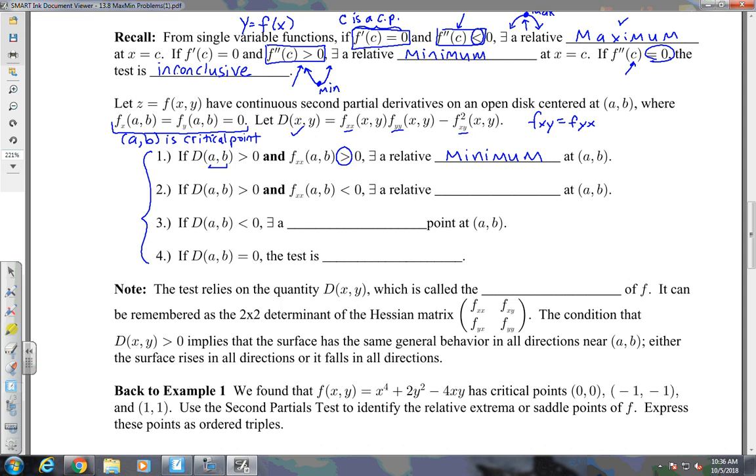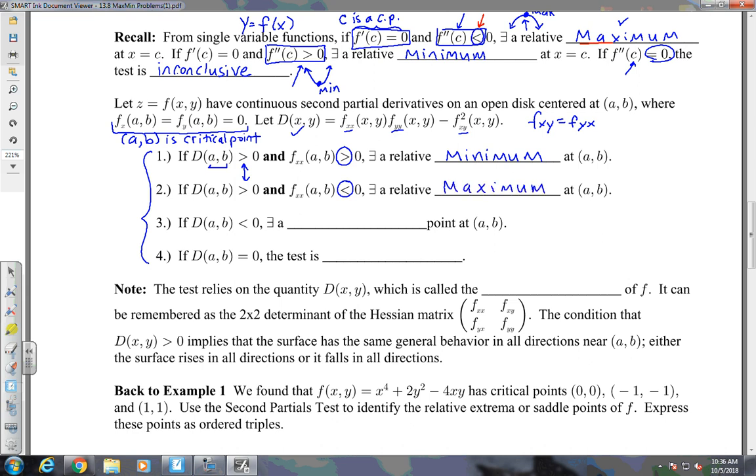Number 2, if D of (a, b) is positive, that's the same as the first case. But this time I find out that my second derivative with respect to x is negative. Now pause for a minute. What did a negative second derivative tell us above? That we were dealing with a maximum. So a negative second derivative in this case also is a maximum.